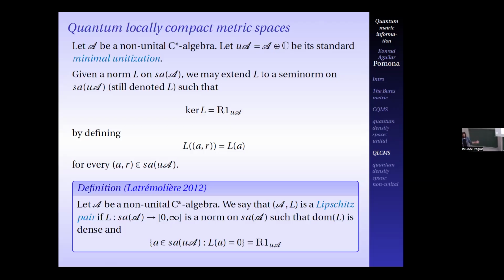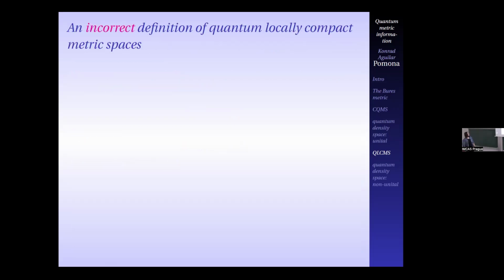Okay, that's nice enough. Again, we're just copying the unital case for now, finding a way to translate things to the unital case and copy some of those things down. Dense domain, vanishing on scalars, scalars being the unitization scalars. Okay, what about the rest of the definition?